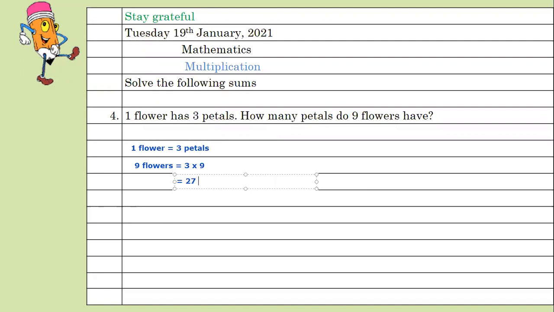What word do we put here? Petals, because they asked how many petals. If you got this, give yourself a high five. If not, I want you to go back through the examples, try changing up the numbers and see if you can work it out. Right?